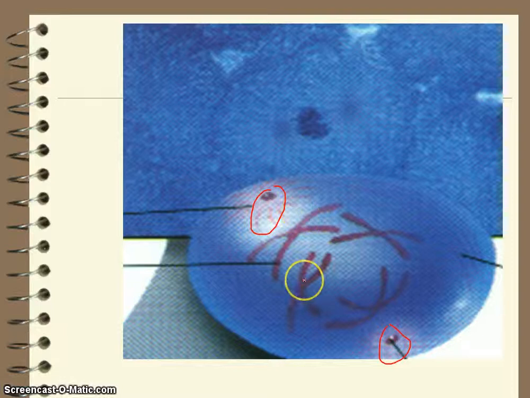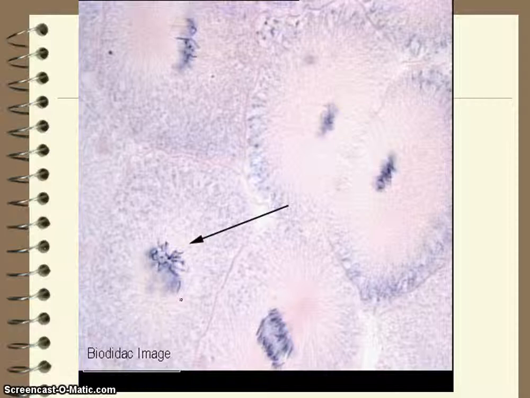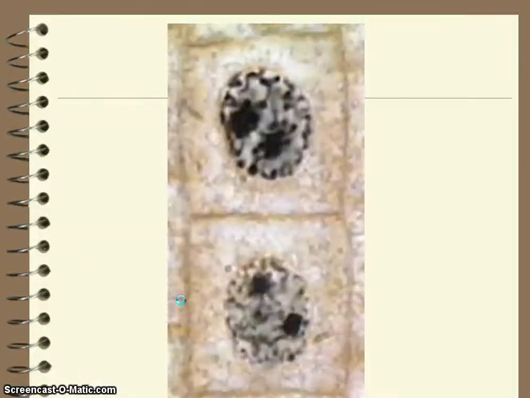Okay, you can see the centrioles here. They have moved to opposite directions. The nuclear envelope is gone, and we have made chromosomes. The nuclear envelope has to disappear so that the chromosomes have room to form. So this is kind of showing you a little early on.